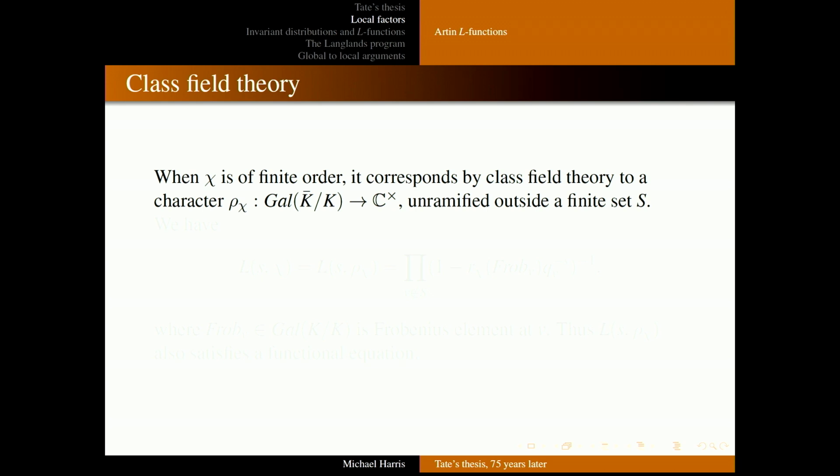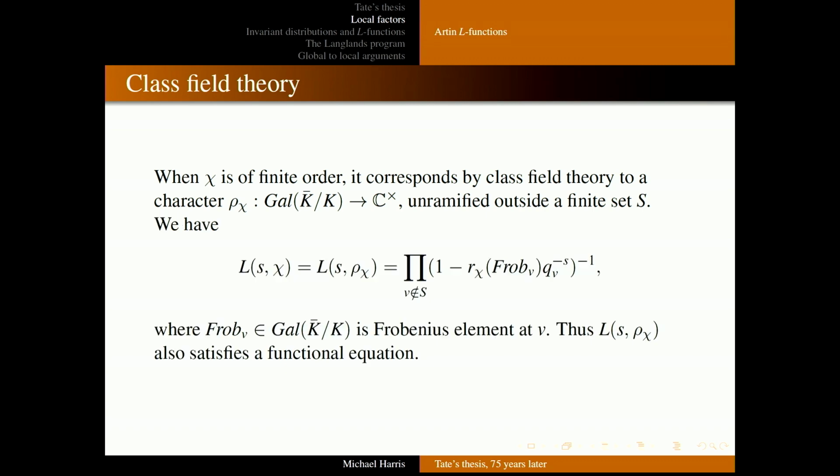Well, of course, Tate was also busy with class field theory, so had an excuse. So if chi is a finite order, it corresponds by class field theory to a character of the Galois group, unramified outside a finite set. And we can define the L function of the character to be that's R chi, that's another misprint. Let me point out the misprint. That should be an R chi, a rho chi.